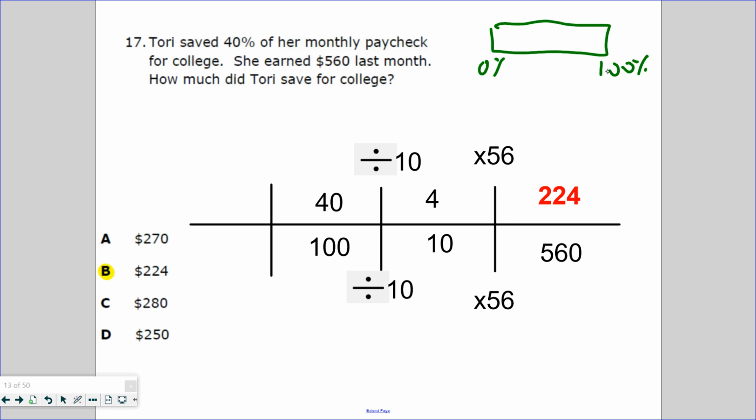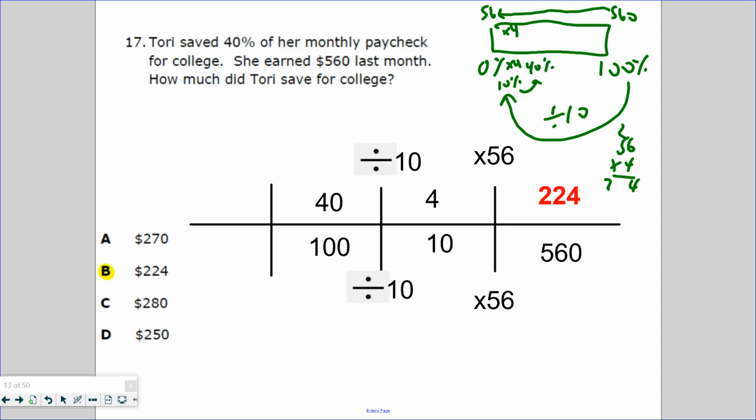So 100% is $560. That's all the money she made. I need to figure out what 40% is. There are several ways you can do this. Do you remember doing this? Break it down to 10%. How do you break it down from 100% to 10%? Divide by 10. So 560 divided by 10 is 56. How do you build it up to 40% from 10%? Times 4. So 56 times 4 is 224.